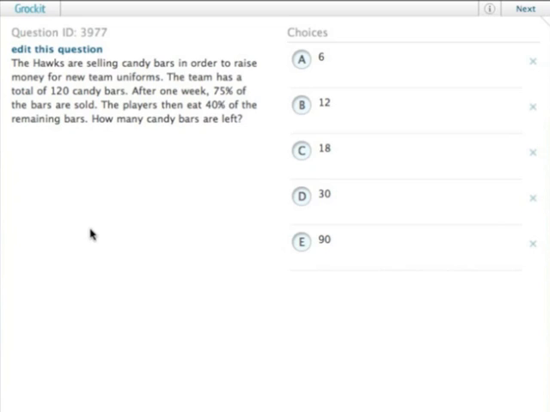So the Hawks are selling candy bars, and they do a pretty good job of it. They start out with 120, and then they sell 75% of them. You could figure this out however you like. You could simply multiply it times 0.75 if you wanted, or multiply it times 3/4. 3/4 of 120. Either way, however you figure this out, they sold 90 out of their 120 bars.